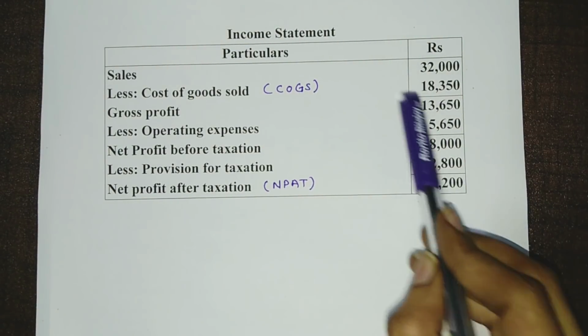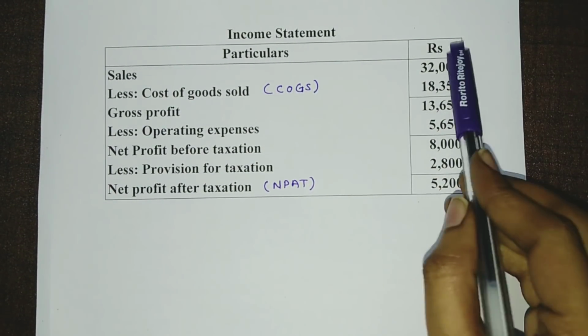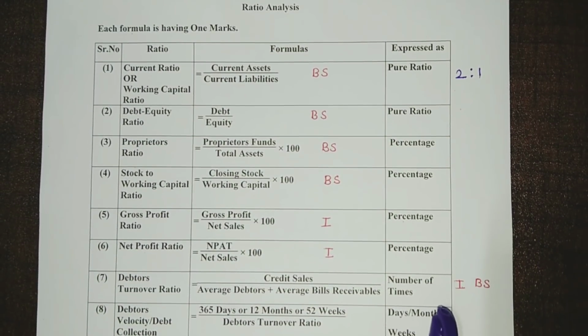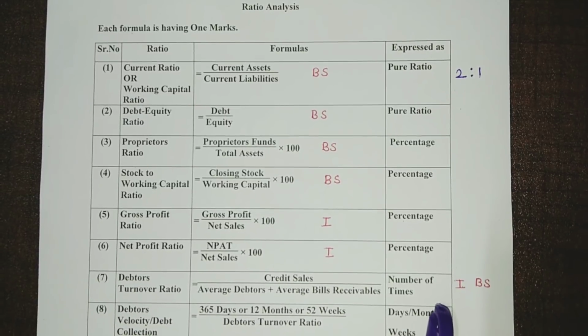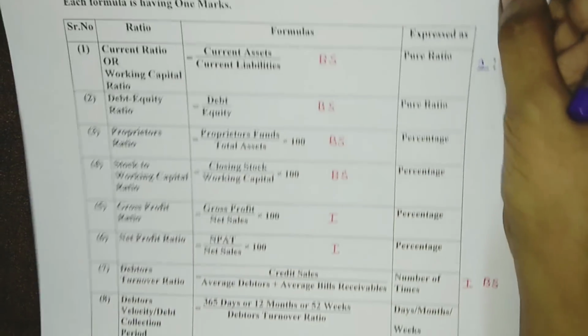The sales amount is also itself given in your income statement, and you can score full marks in case of your ratio analysis with the help of this simple plus and minus.